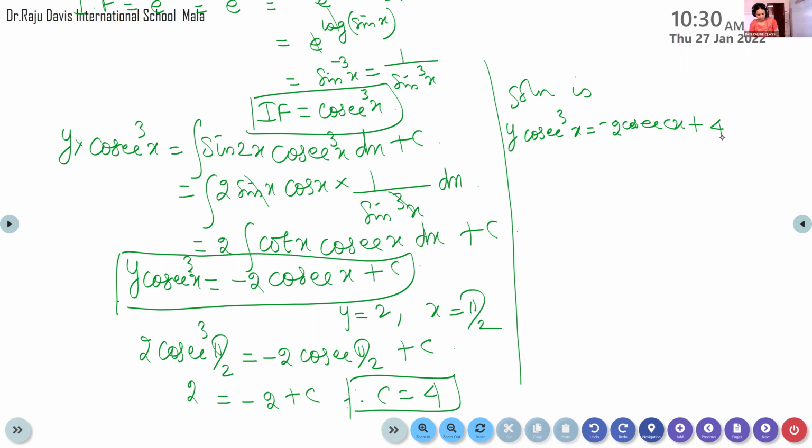Is it okay, children? This method is very important. And one more thing, the 19th question is also deleted. The dx by dy form is deleted; only the dy by dx form is there for you.